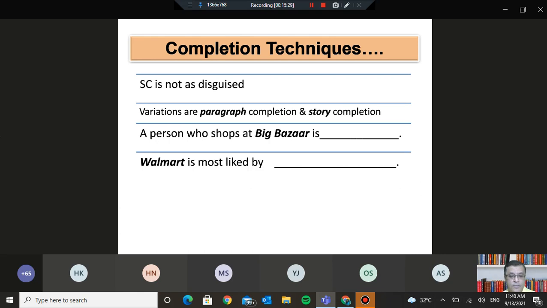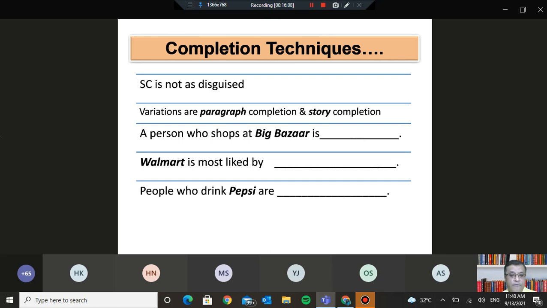Now, say the next example is Walmart is most liked by. Again, it's an incomplete stimulus situation where we expect that the person will provide us some kind of response, and it can be a phrase or a word or more than that. So in both situations, let me repeat, based upon the words or the phrase or maybe an entire paragraph the person shares with us, we will form an opinion regarding what kind of inner feelings the person has regarding this kind of outlet, say Big Bazaar, say Walmart.